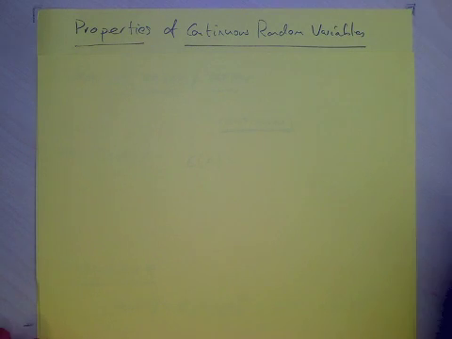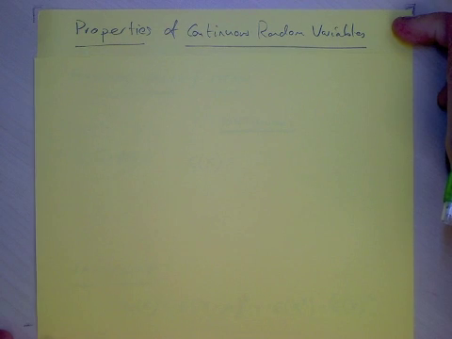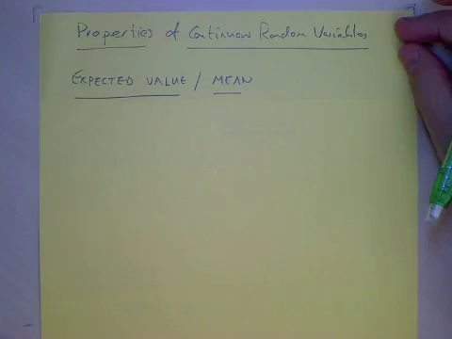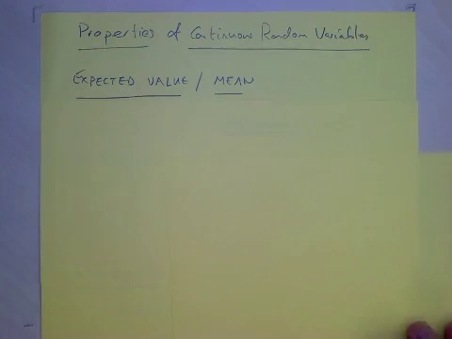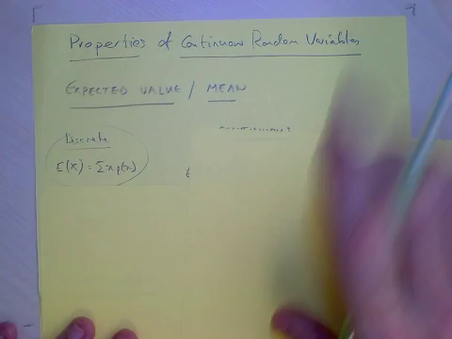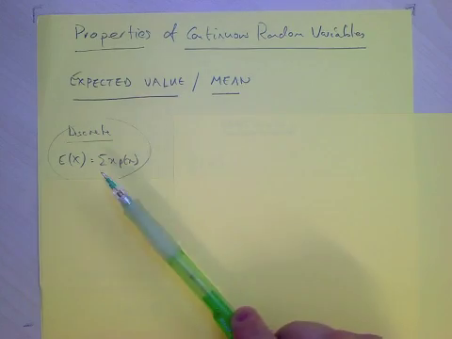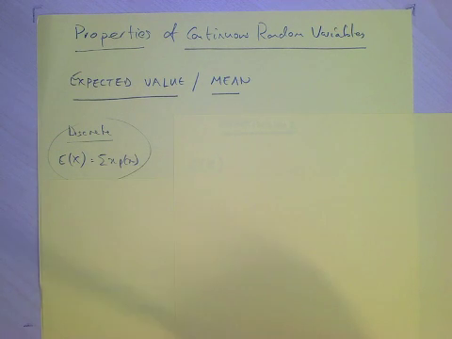Take a look at some of the properties of continuous random variables now that we know what these things are. The first thing we'll take a look at is the expected value, or the mean, of a continuous random variable. One of the things to recall is that we've met the expected value before when we talked about discrete random variables. In the discrete sense, it was just a case of taking each outcome and multiplying it by the corresponding probability and then adding them all up.